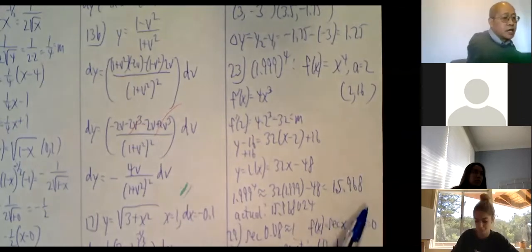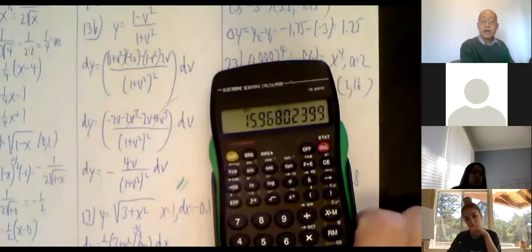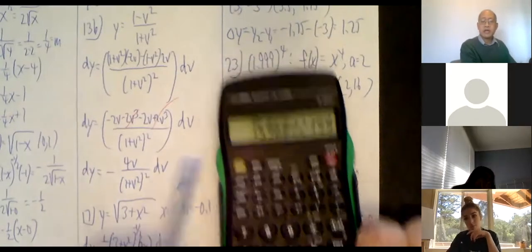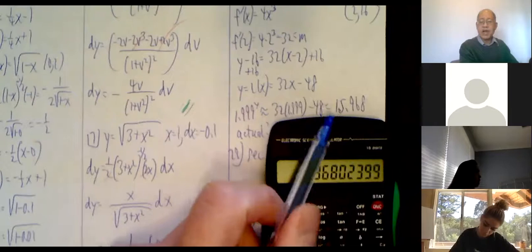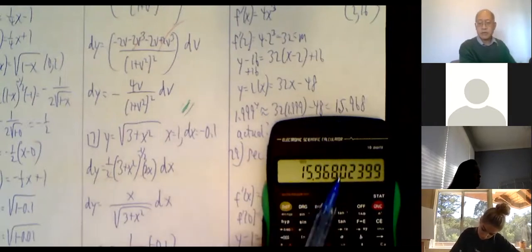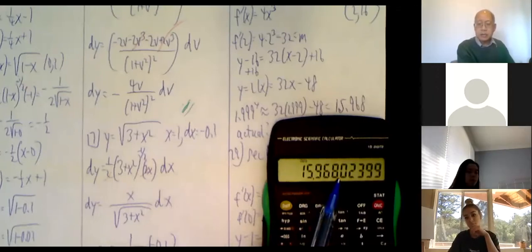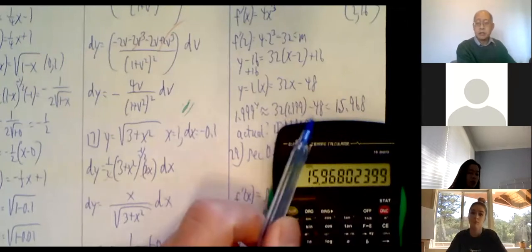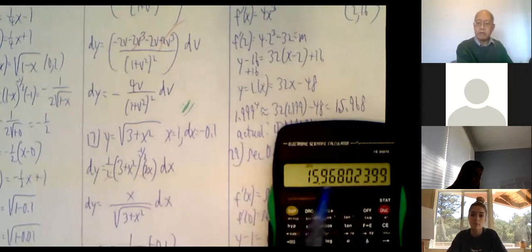Okay, and let's actually see how good that is. So now on a calculator, 1.999 raised to the fourth power. 15.9680239. Our guess was 15.968. So we were correct to 5 digits, 15.968. In fact, the next one's even a 0. So it's accurate to within the 10,000th place, my approximation. So by doing a linear approximation, I got 15.968, which is wrong, but you can see it's not wrong by much.